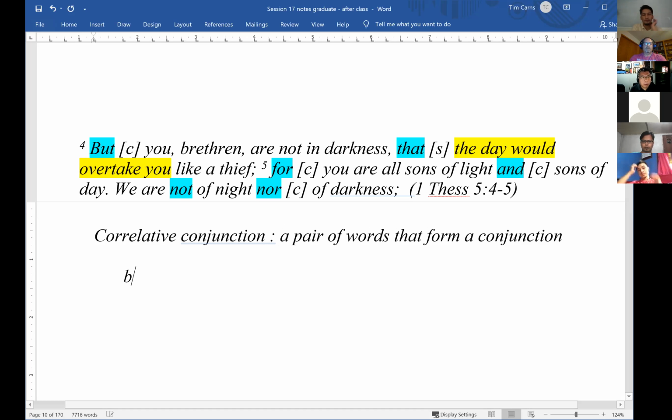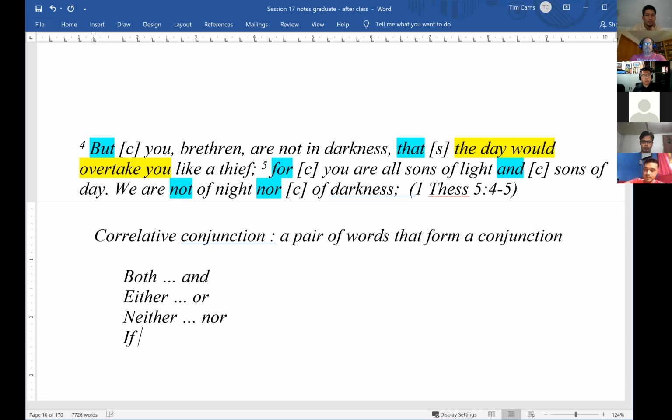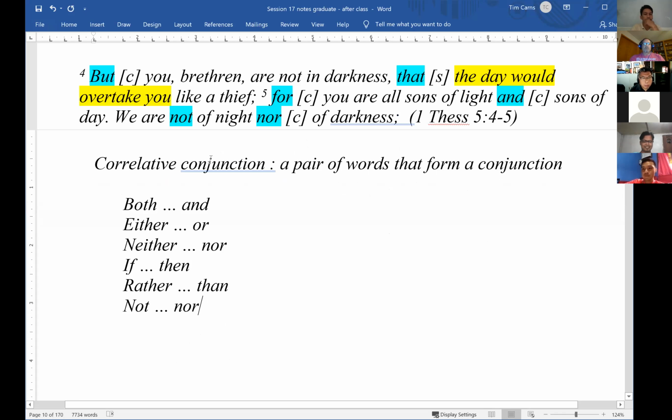And the most common, we have both and, either or, neither nor, if then, rather than, and in this case, not nor. There are several others. The question is, okay, so with a correlative conjunction, as I mentioned before, they either are going to function like a subordinating or coordinating conjunction. Okay, how do we know which?